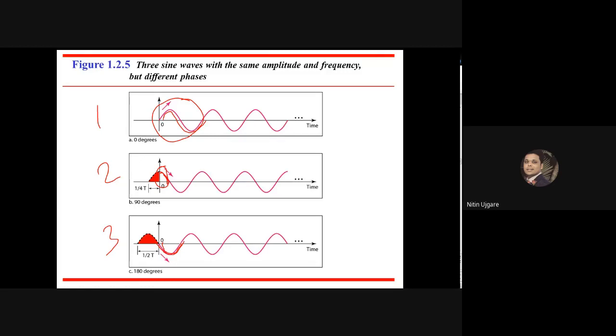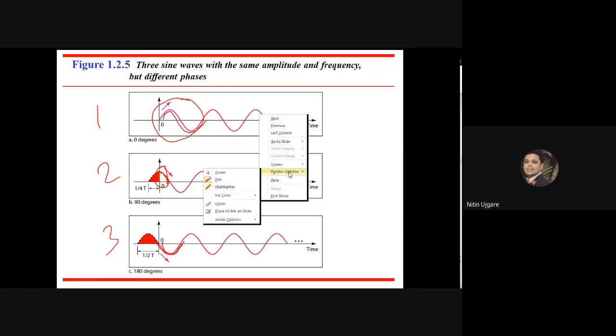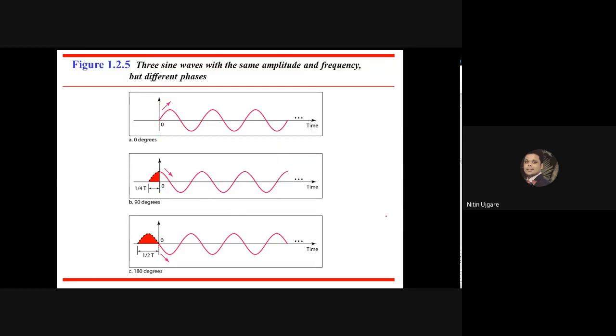So a sine wave with a phase of 0 degrees starts at time 0 with 0 amplitude, and the amplitude is increasing. In the second figure, a sine wave with a phase of 90 degrees starts at time 0 with the peak amplitude, whereas the amplitude of this signal is decreasing. In the third figure, a sine wave with a phase shift of 180 degrees starts at time 0 with 0 amplitude, and the amplitude is decreasing. Whereas in the first figure the amplitude is increasing.